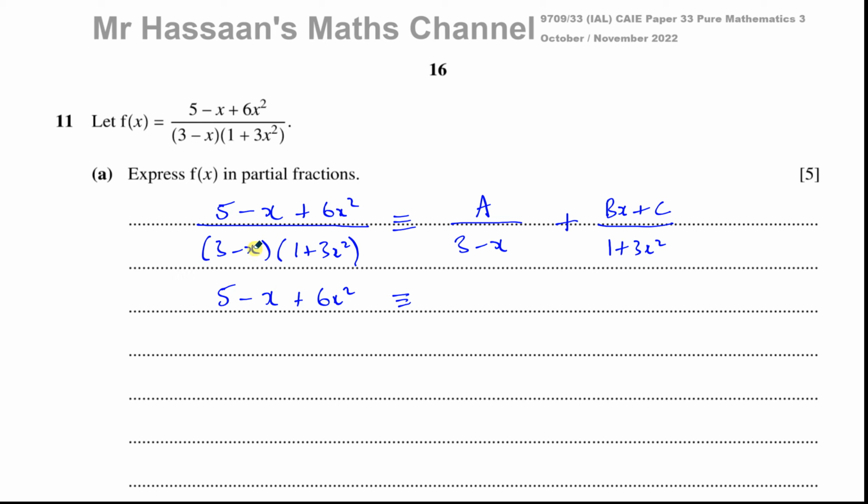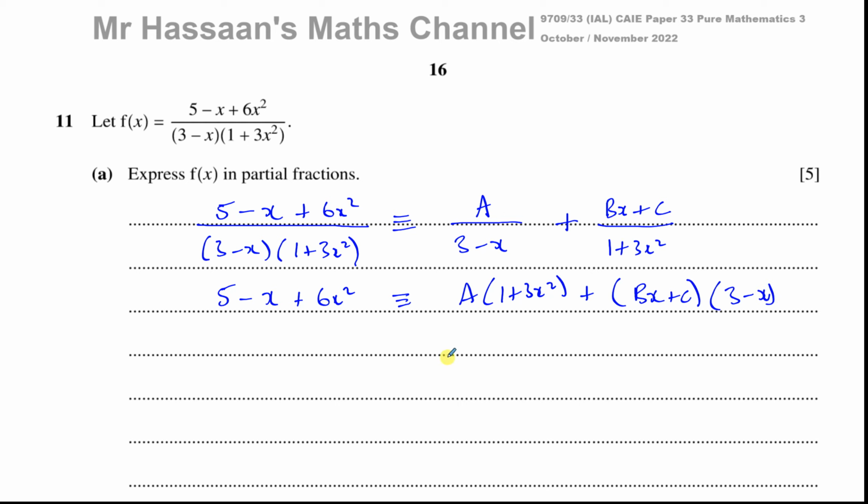When you multiply through by 3 minus x times 1 plus 3x squared, the 3 minus x cancels out, leaving you with a times 1 plus 3x squared. Sorry, I messed up there. And we multiply this fraction by all of this, the 1 plus 3x squared cancels out, leaving you with bx plus c, times 3 minus x. Let me put that neater. Okay, it's basically this multiplies that and that multiplies that.